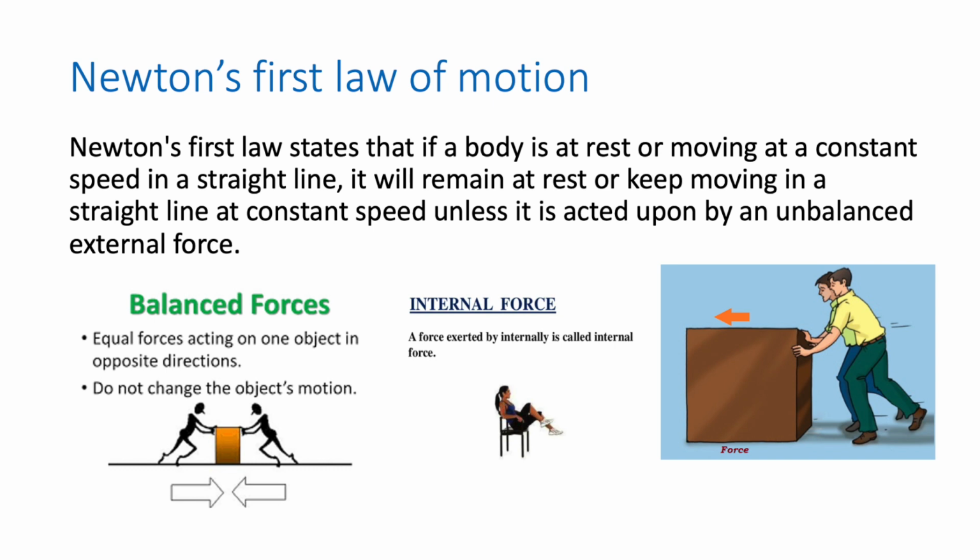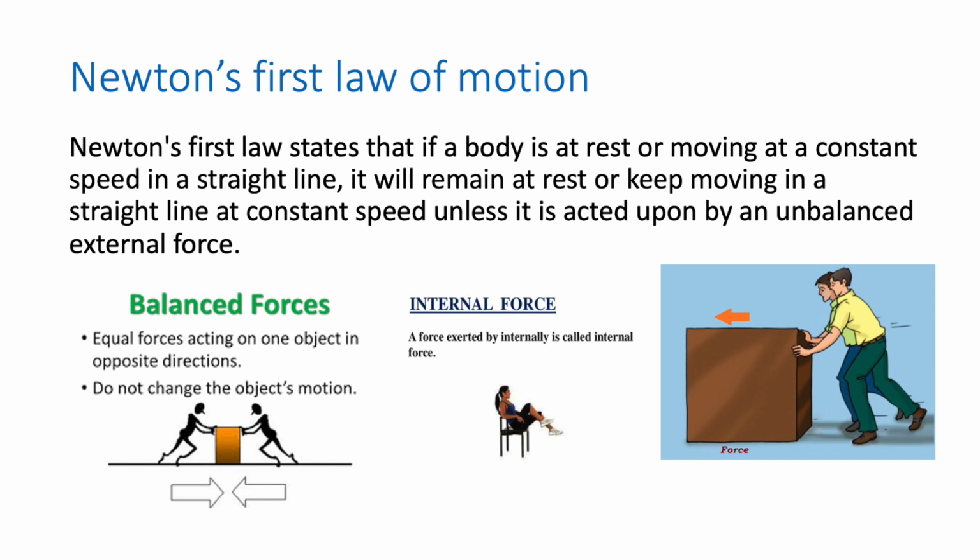A force is required to change the state of rest or state of motion. But there is a condition. This force should be an external force and it should be an unbalanced force. Newton's first law states that if a body is at rest or moving at a constant speed in a straight line, it will remain at rest or keep moving in a straight line at constant speed unless it is acted upon by an unbalanced external force. You can see one example for balanced forces.